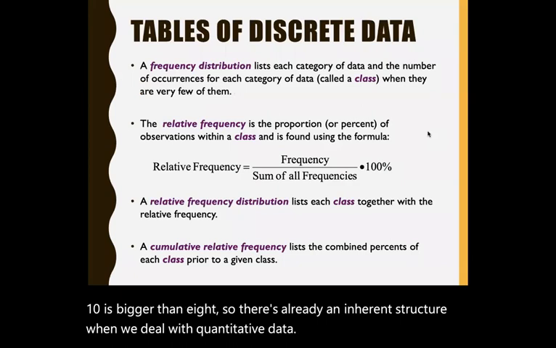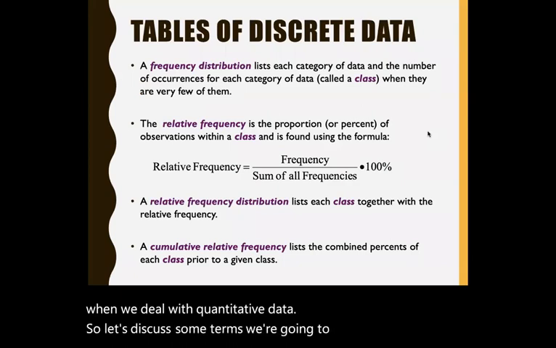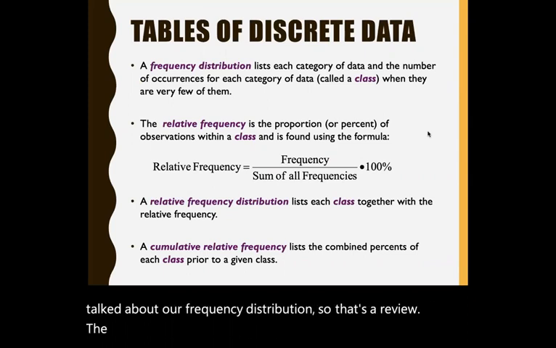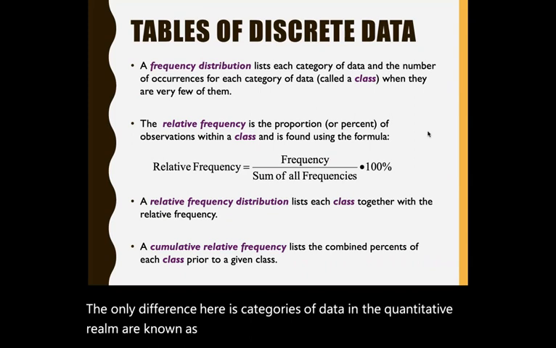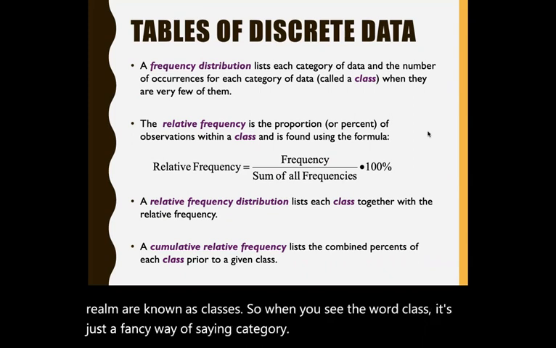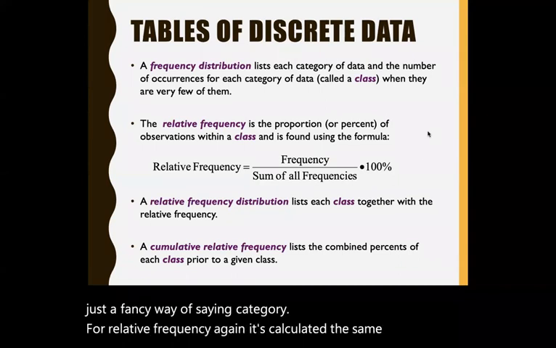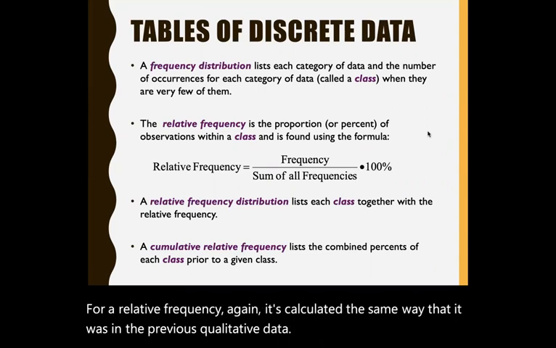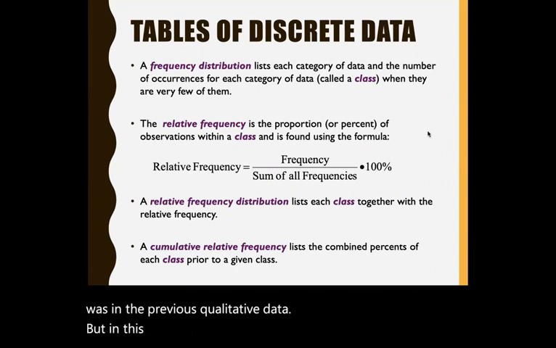So let's discuss some terms we're going to use. We've already talked about a frequency distribution, so that's a review. The only difference here is categories of data in the quantitative realm are known as classes. So when you see the word class, it's just a fancy way of saying category. For relative frequency, again, it's calculated the same way that it was in the previous qualitative data video. But in this case, again, we're dealing with classes instead of categories.